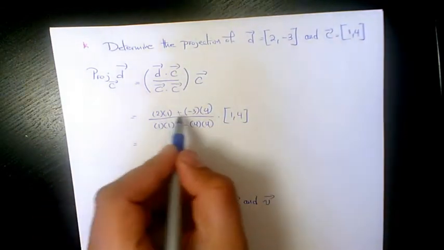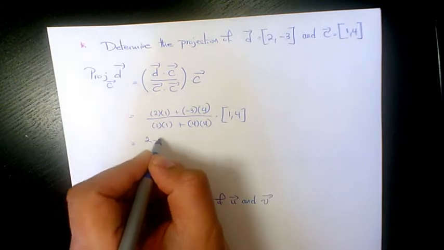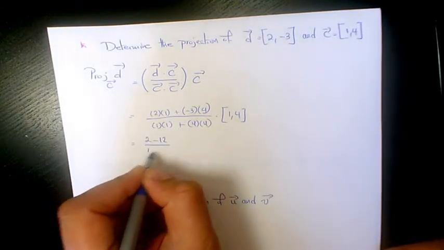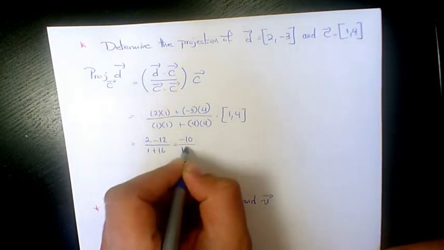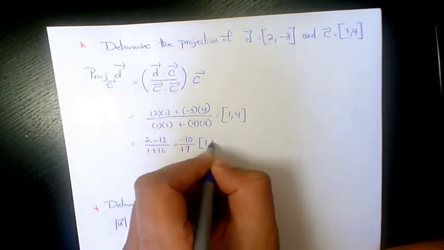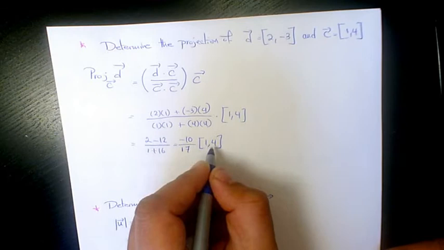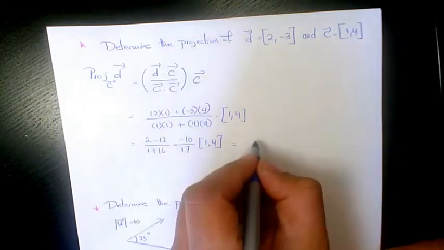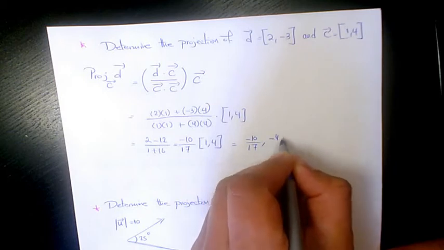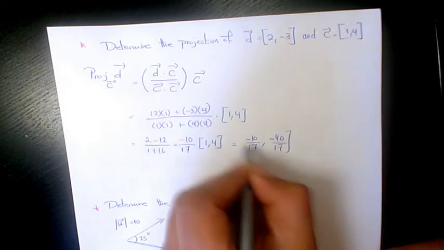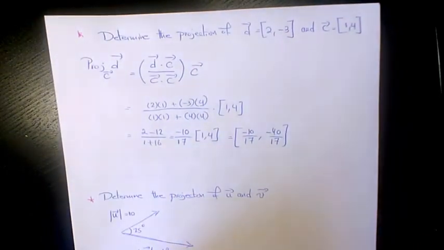That will be 2 minus 12 divided by 1 plus 16. That will be negative 10 over 17 times 1 and 4. And when you multiply, it's going to be negative 10 over 17, negative 40 over 17. That's going to be the vector of the projection.